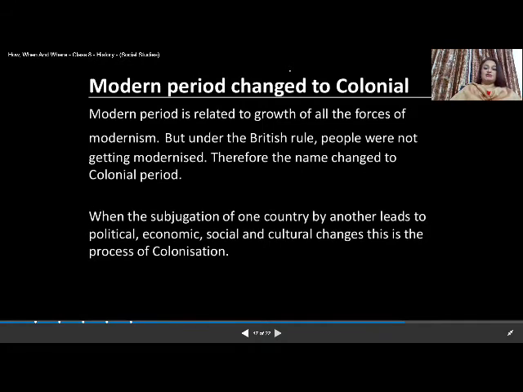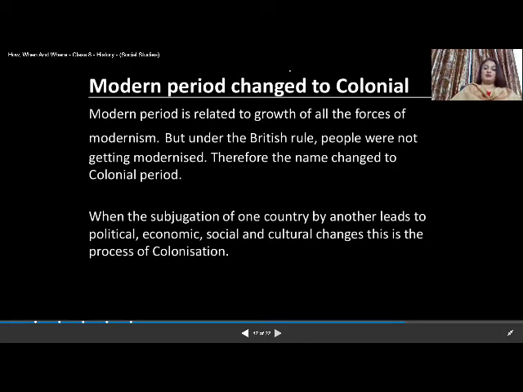Modern period is changed to colonial. Now, what is colonial? Colonization is when the subjugation of one country by another leads to political, economic, social, and cultural changes. This is the process of colonization. I can give you the example of how the Britishers annexed India. They colonized India. India became a colony of the Britishers.